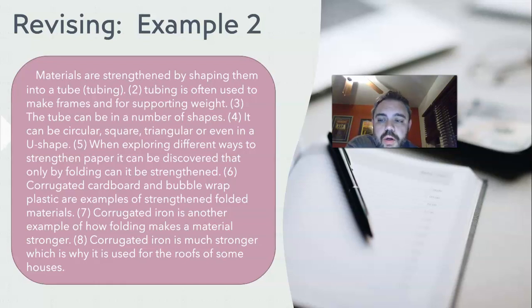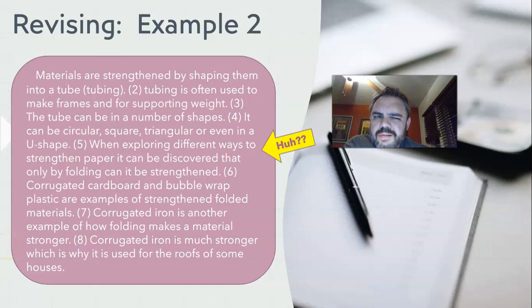Corrugated cardboard and bubble wrap plastics are examples of strengthened folded materials. Corrugated iron is another example of how folding makes a material stronger. Corrugated iron is much stronger, which is why it is used for the roofs of some houses. So again, I have to identify a confusing sentence. Okay, and I'm gonna go with number five again.